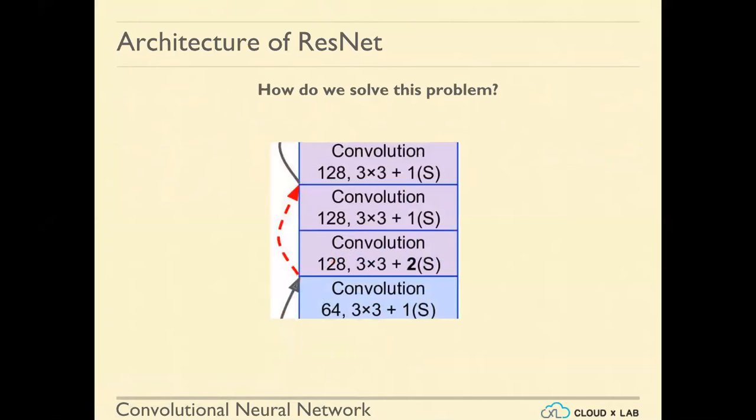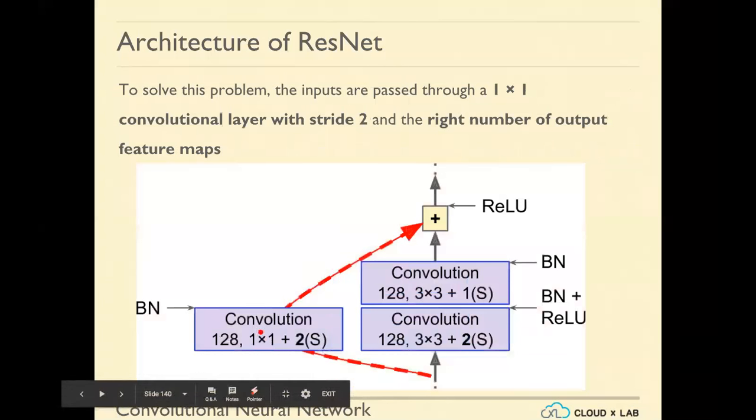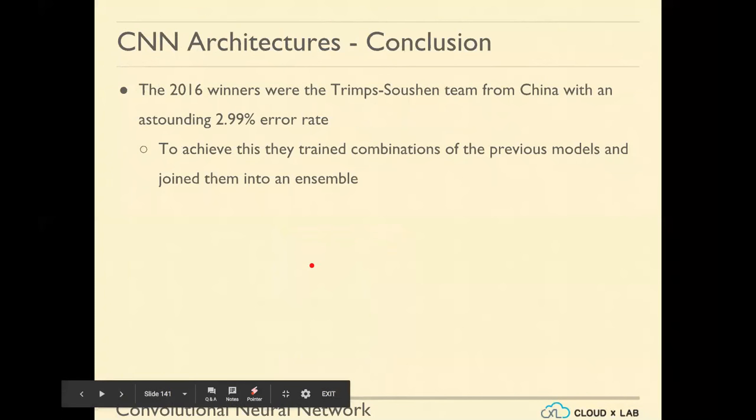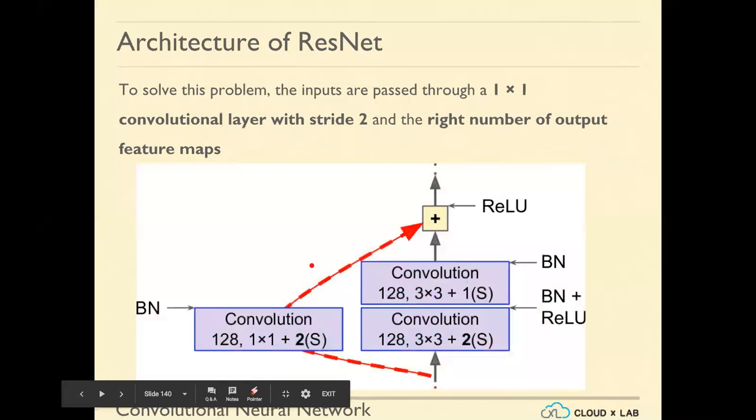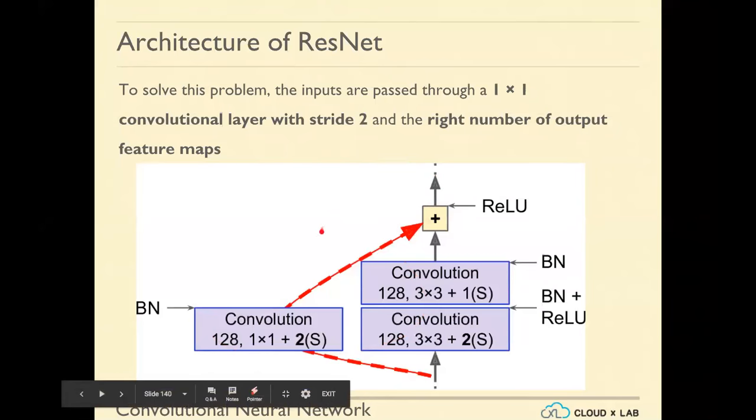So how do we solve this problem? On this side again, we put a simple convolution with 2 strides. So this is the modification to ResNet, and each residual unit was essentially like this.